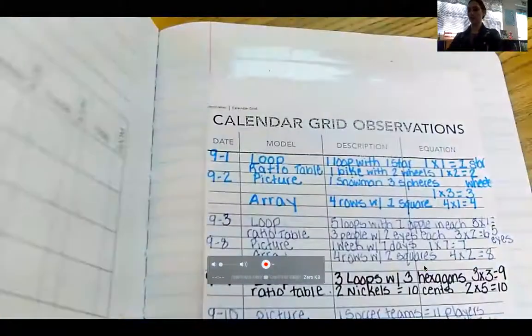Hi everyone, today for Number Corner, all you are going to need is your math notebook and a pencil. So go ahead and pause the video and get those supplies. If you are all ready, then you are going to turn to the first page in your math notebook, which is our calendar grid observations.